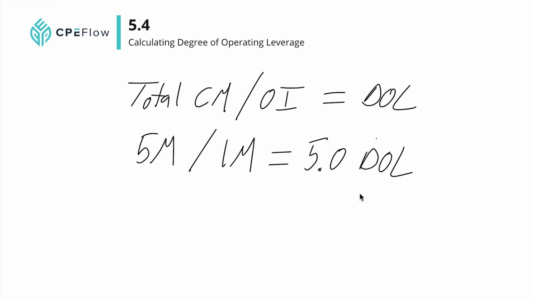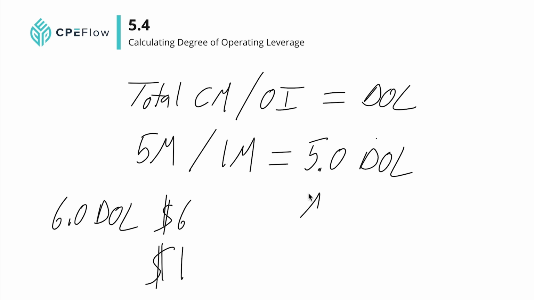You can now show the owner that the DOL is higher when fixed costs are higher. And again, higher leverage means higher returns in thriving times, but higher risk in leaner times like a recession. The 6 DOL tells us that the total contribution margin must change $6 for our operating income to change only $1. The lower DOL of 5 means that the contribution margin only needs to change $5 to get the same $1 change in operating income.